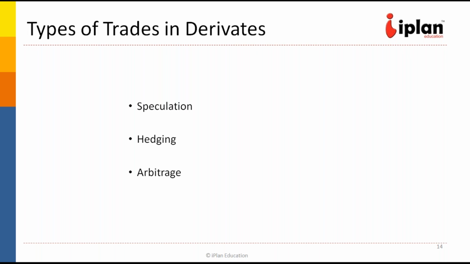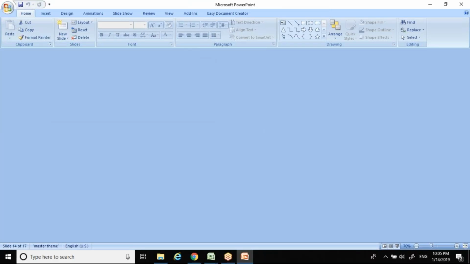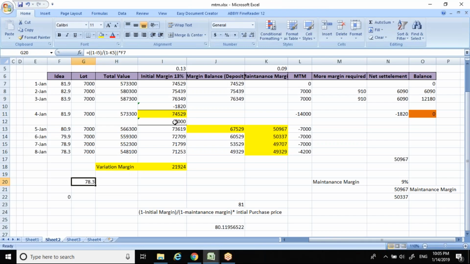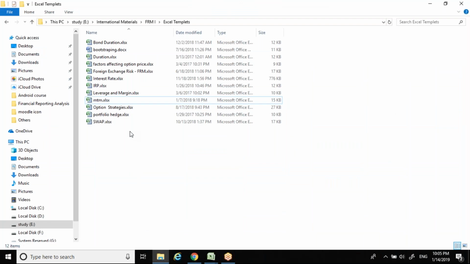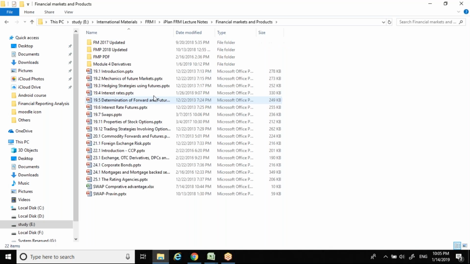Hedging is normally used for risk management. We will understand what hedging is using a future contract. And arbitrage is normally to generate riskless profit from mispricing in the market between two contracts. Right. Now, let's understand the hedging thing in the markets, the futures contract for hedging purposes. So hedging strategies using future contracts.